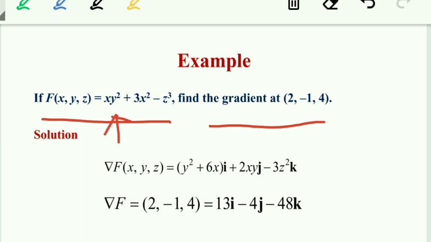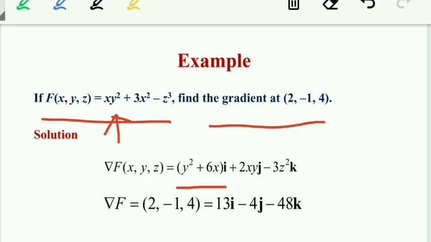If you differentiate x y squared, y squared is a constant because it is a partial differentiation, and x gives 1. So y squared. Then if I differentiate 3x squared with respect to x, it gives 2x, so 3 into 2 is 6x. Here I cannot differentiate z cube because it is a constant for x. So y squared plus 6x i.